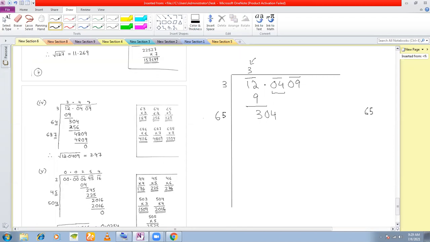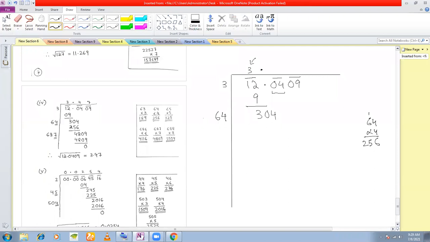So 65 into 5 will be 5 into 5, 25, 325. 325 is greater than 304. That means we have to put a number that is lesser than 5. Let's try with a 4 here now. So we insert a 4. 64 into 4 is 256. So 4 works. 256 is less than 304.